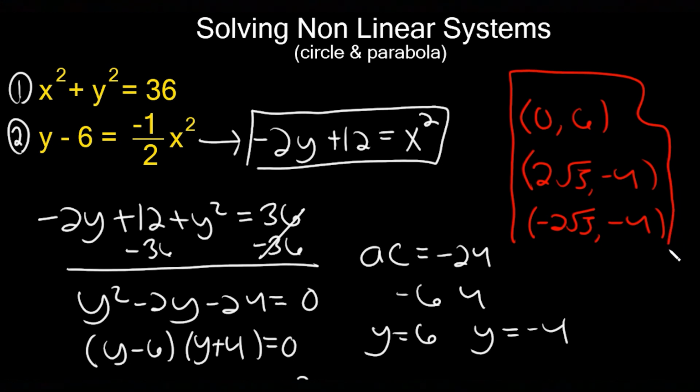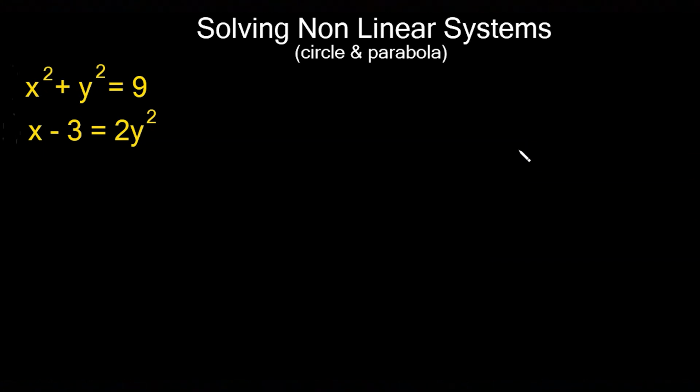I can clearly tell that this circle and this parabola are intersecting at 3 different points. And there it is. Okay? So let's go ahead and try one more example. Okay, so here's our next problem.